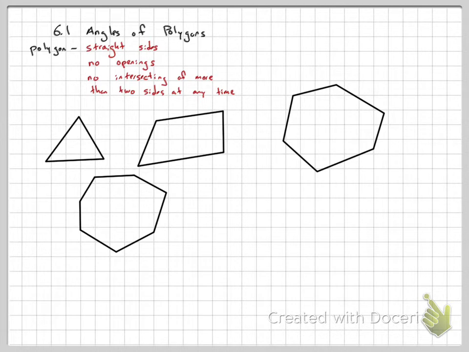Remember, we name polygons based off their number of sides. So that first one is a triangle because it has three sides. The next one's a quadrilateral, 4 sides. The next one would be a hexagon, and then finally, 7 sides would be a heptagon.